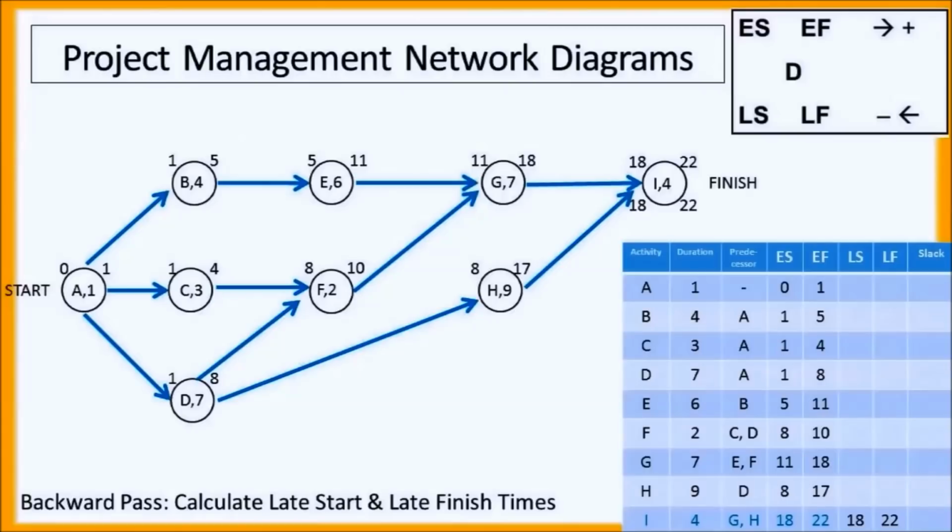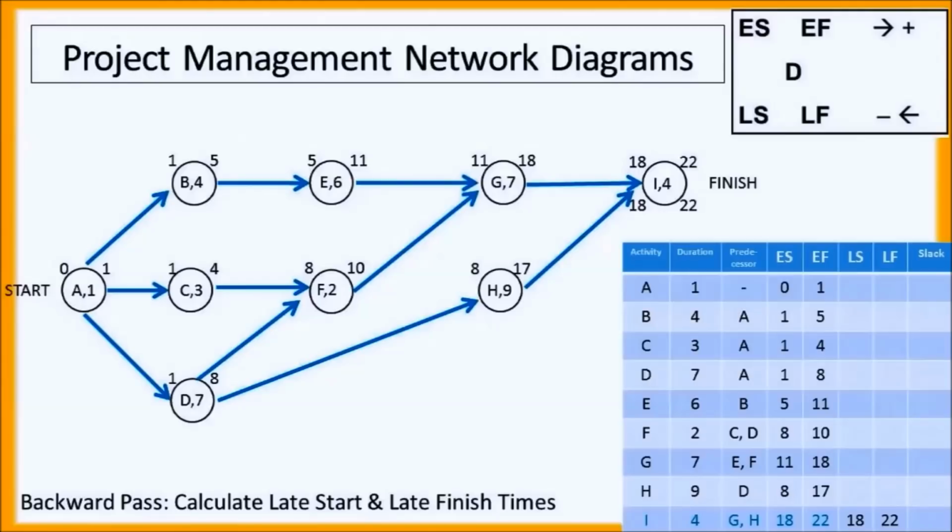Now, the earliest time we can finish the project is time 22. That's also going to be the latest that we are going to want to finish the project. So our late finish is 22, and then we start subtracting. 22 minus 4 equals 18. The latest we can start task I is at time 18 and still finish the project on time.